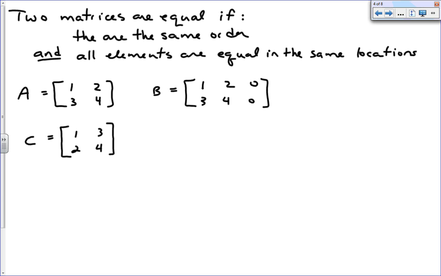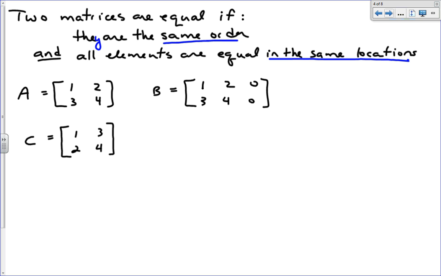Moving along with our definitions, 2 matrices are considered equal if they are the same order. So that means their size or dimensions have to be exactly the same, and if all the elements are equal in the same locations. This is also important, okay? So equal size, equal elements.